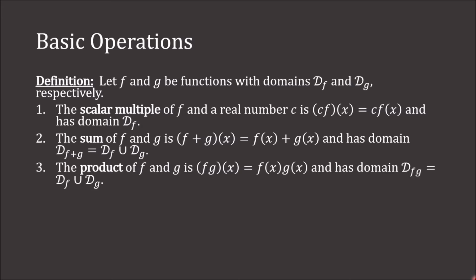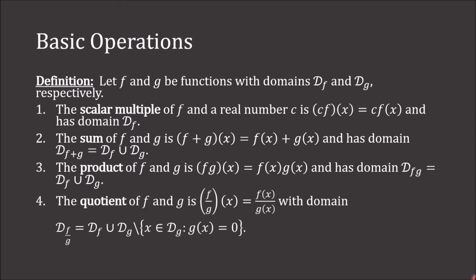The product of f and g is the function fg, and it's just f of x times g of x. So we just multiply the two functions together. And it has a domain the same as the sum. It's just the domain of f union domain of g.